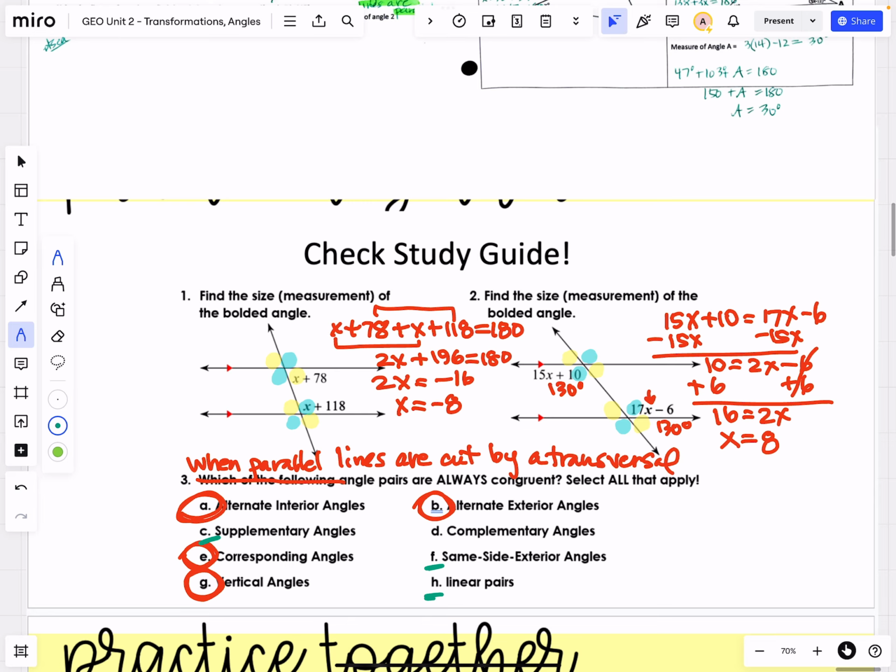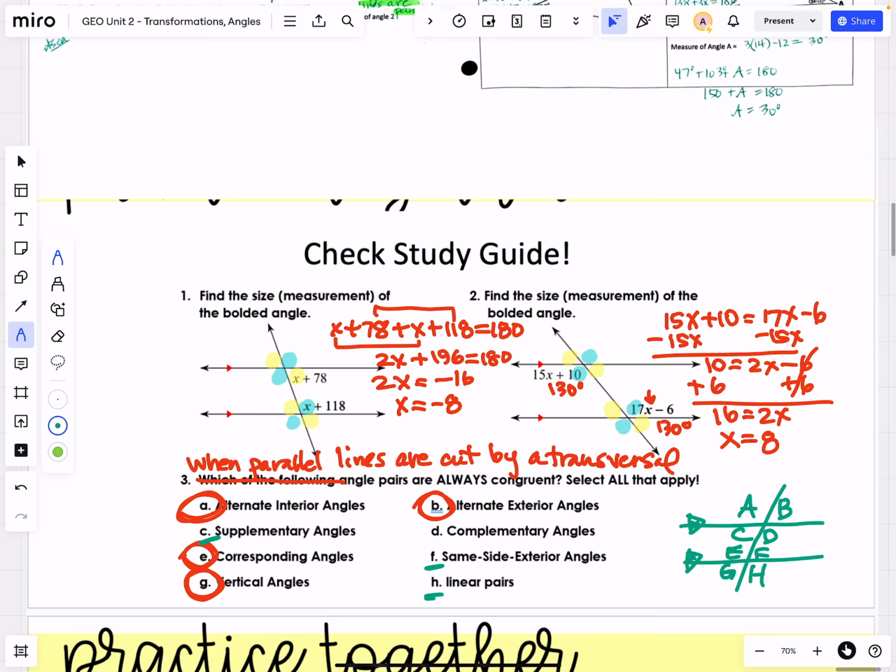If we are talking about A, B, C, D, E, F, G, H, if these are parallel lines cut by a transversal, alternate interior angles would be C and F and D and E. Corresponding angles would be A and E, C and G, B and F, and D and H. Vertical angles, A and D, B and C, E and H, and F and G.